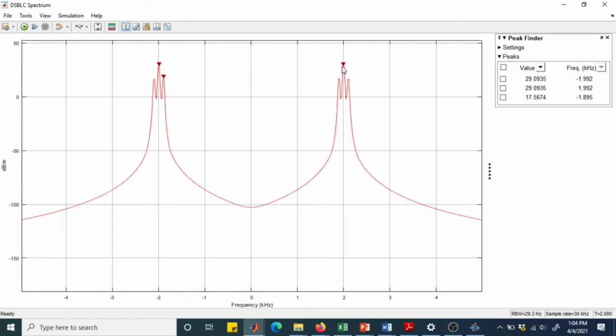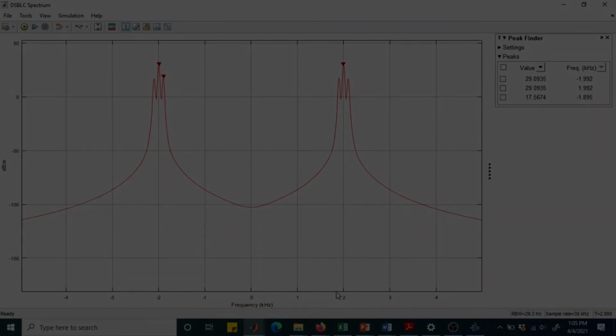So in the spectrum, this is the carrier that we have mentioned, and these are the side bands. This is the upper side band, lower side band, and the carrier. So the carrier is at 2 kilohertz. The upper side band is roughly at 2.1 and the lower side band at 1.9.